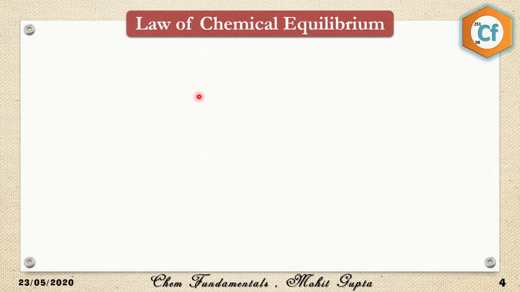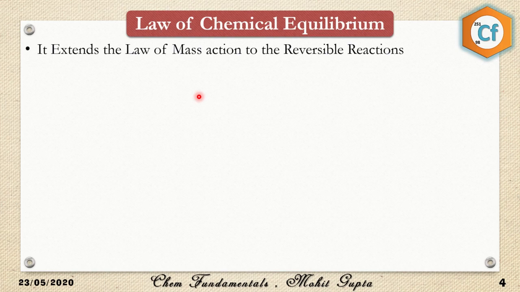Let's move to the law of chemical equilibria. In the last case, we saw the law of mass action. Now, when the law of mass action is applied to a reversible reaction, it is converted into the law of chemical equilibria. So it extends the law of mass action to reversible reactions. What are reversible reactions? Those reactions which occur in both directions, forward as well as backward, which means the reactants are converting into the product and the product is converting back into the reactants.